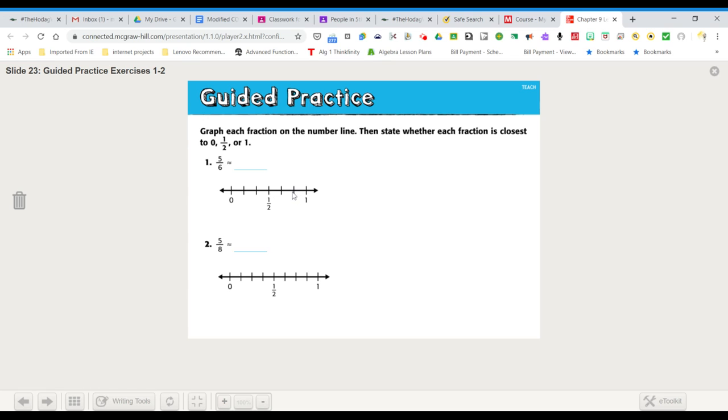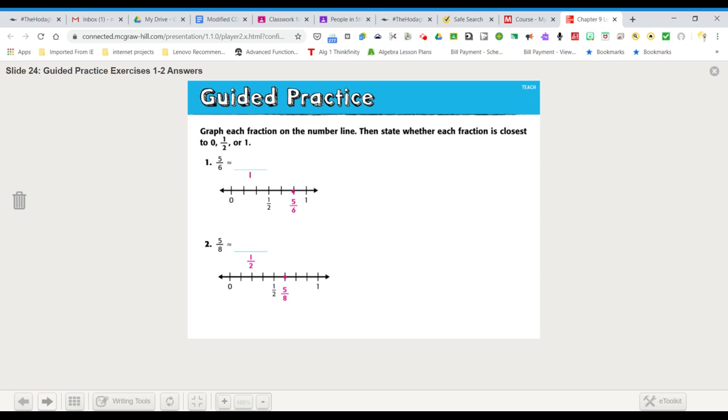5/6 is going to be super close to what number? If you guessed 1, you were absolutely right. Number 2, looking at 5/8, 1/8, 2/8, 3/8, 4/8, 5/8. 5/8 would be right here, which is super close to what? 0, 1/2, or 1? If you said 1/2, you are absolutely right.